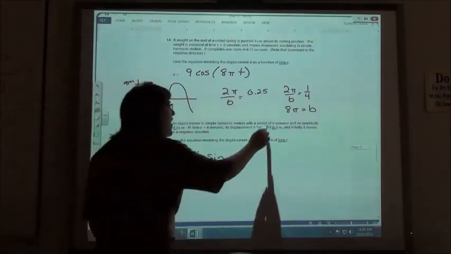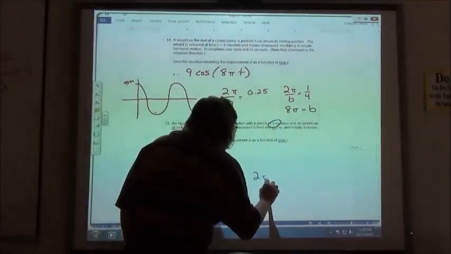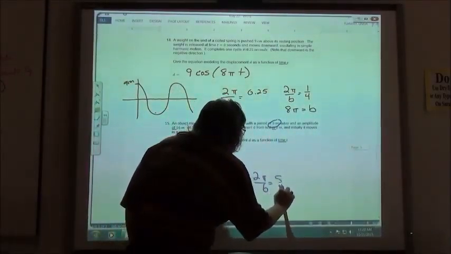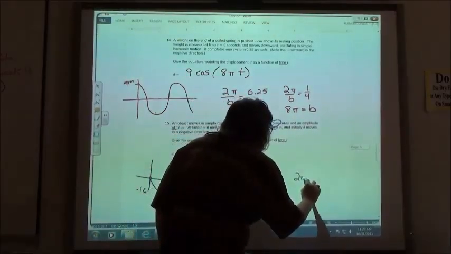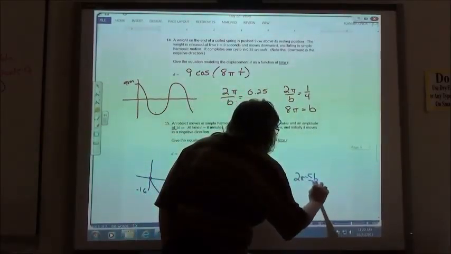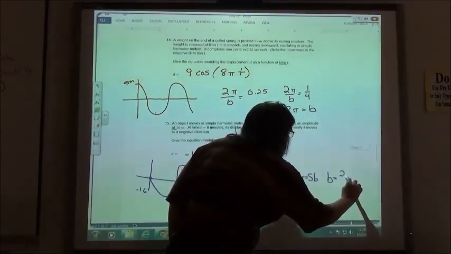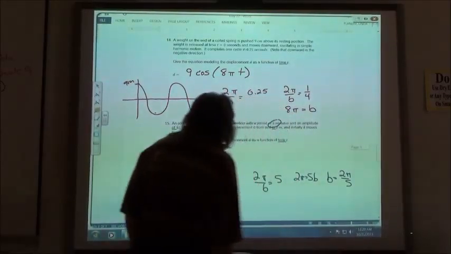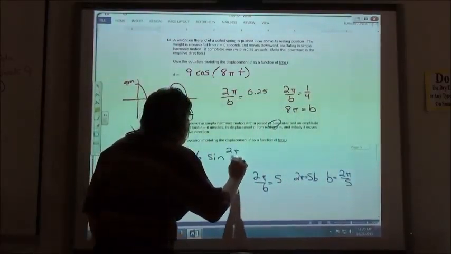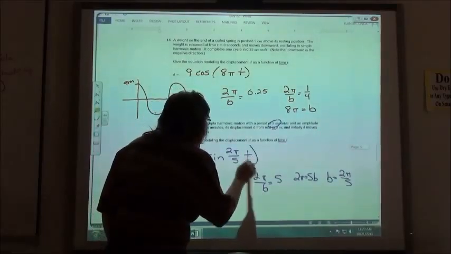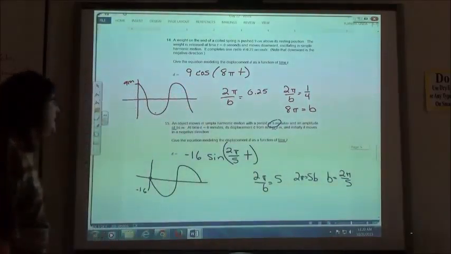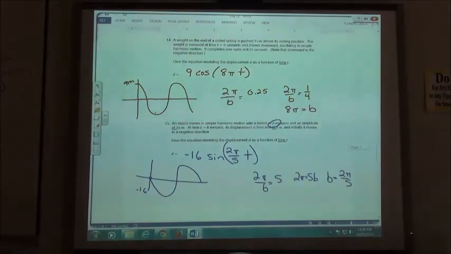My period is 5 minutes, so 2 pi over b would equal 5. So 2 pi would equal 5b. So b is going to equal 2 pi over 5. So I would have 2 pi over 5 t. And so d is equal to negative 16 sine of 2 pi over 5 t.